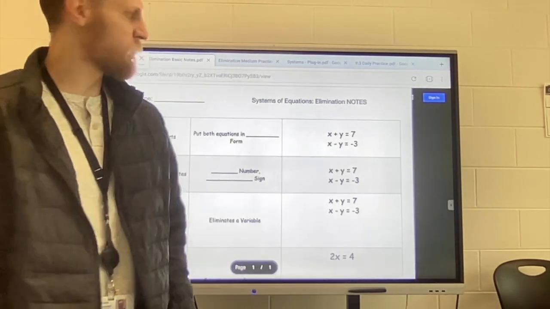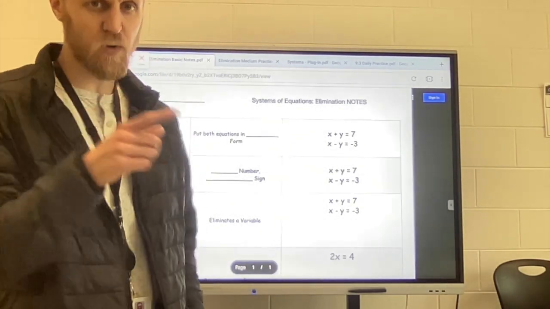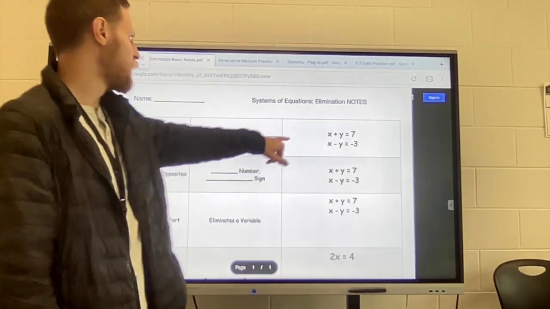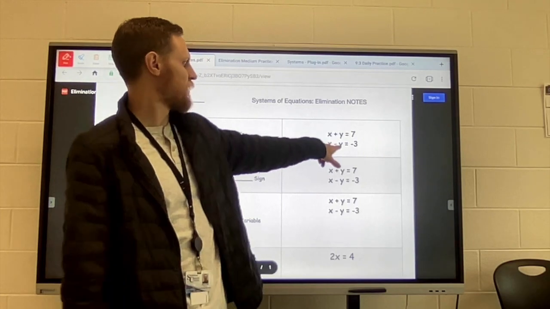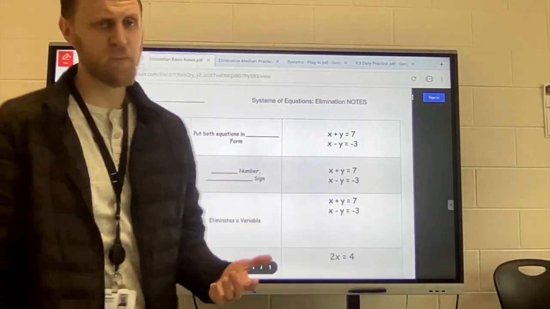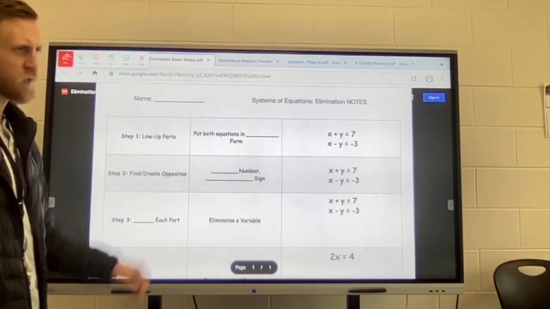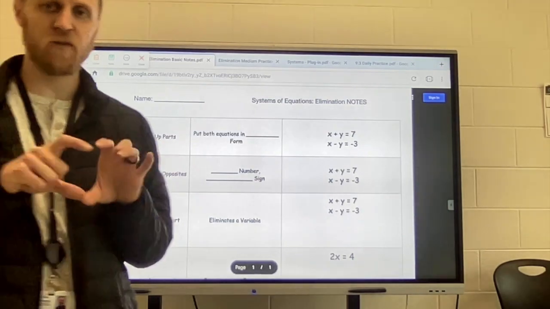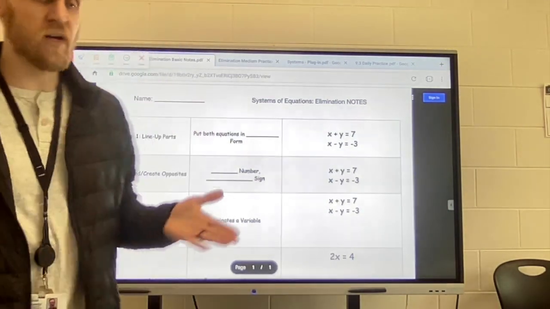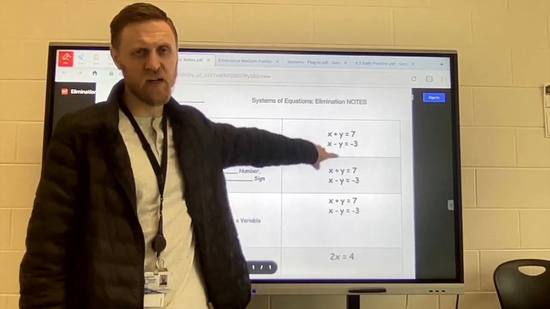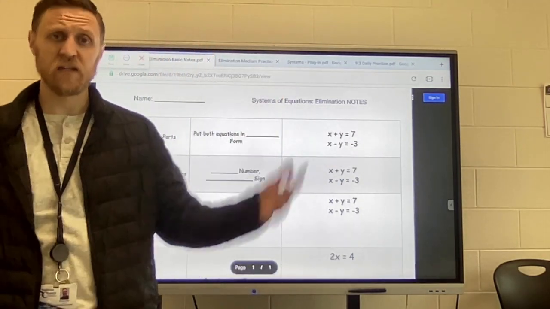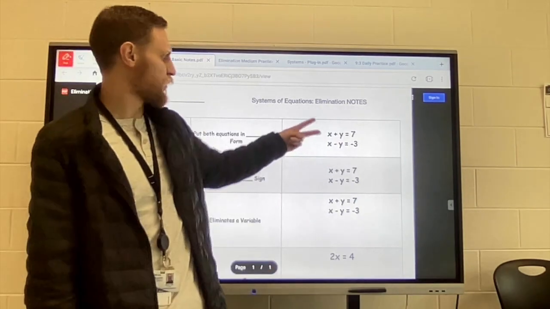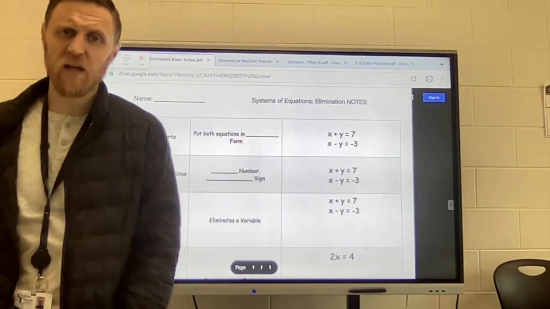So this is solving by elimination. You'll notice the very first step here, we've got our x and our y and our number, our x and our y and our number. That's standard form. So step one says we need to make sure that we line up all of our parts. To make this work, you're lining up your x's, your y's, and your numbers, putting both of these equations in standard form. In this case, it's already in standard form, so that's a good thing.